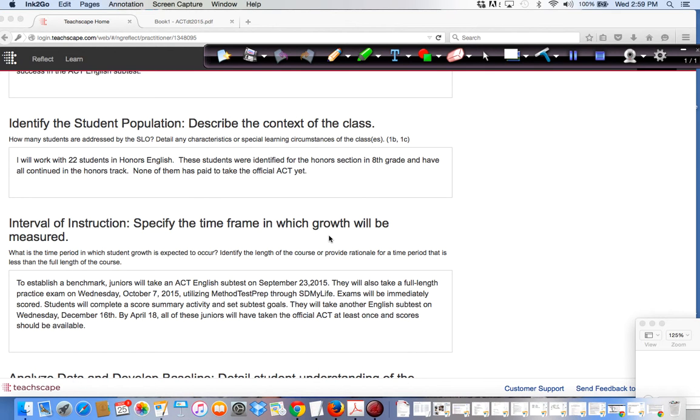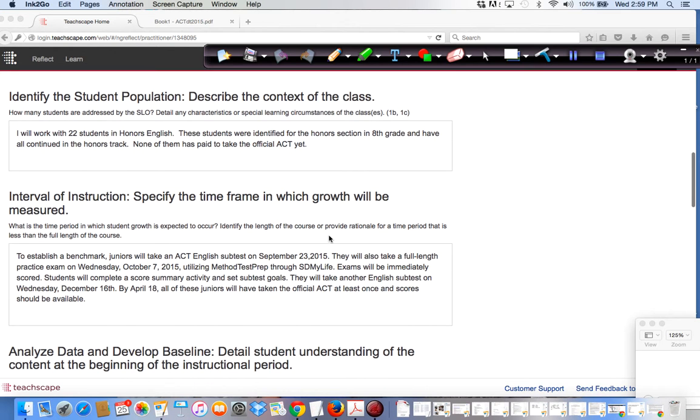I was not aware that that was no longer an option for them last year, or that the decision had been made to eliminate that test. That's a big concern for me. My students did take an ACT English subtest in late September as a benchmark.